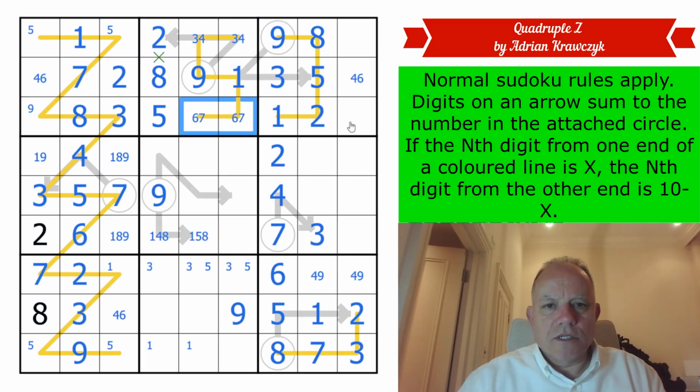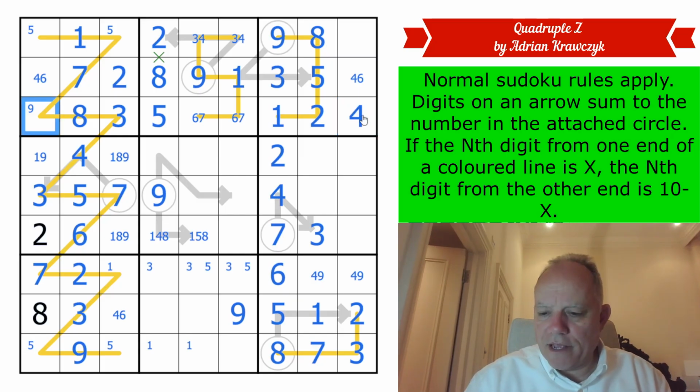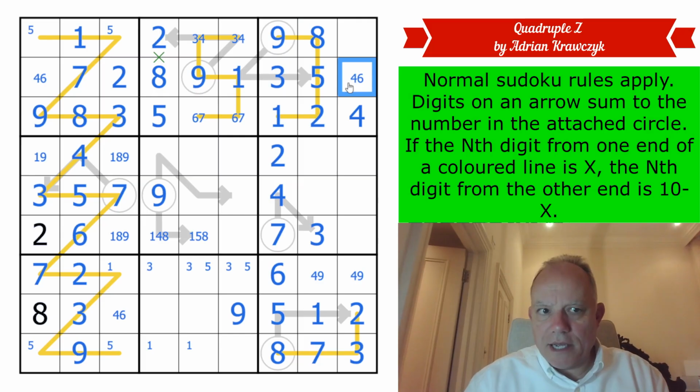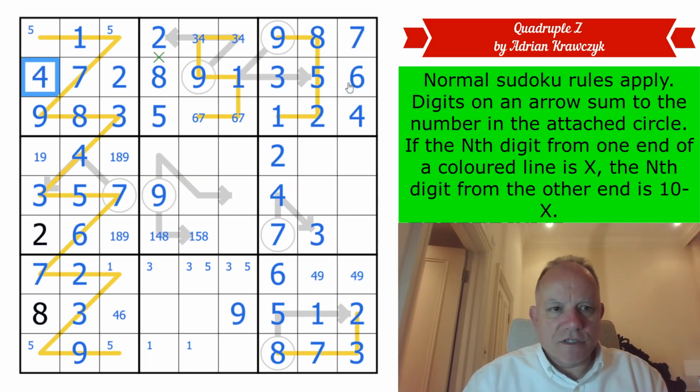8, 3, 5, 1, 2, 6, 7. These are 4 and 9. Yes, I know which way around they go, thanks to this 9. And now I am finishing off boxes. I reckon I'm going to finish off 2 of them and maybe a 3rd.